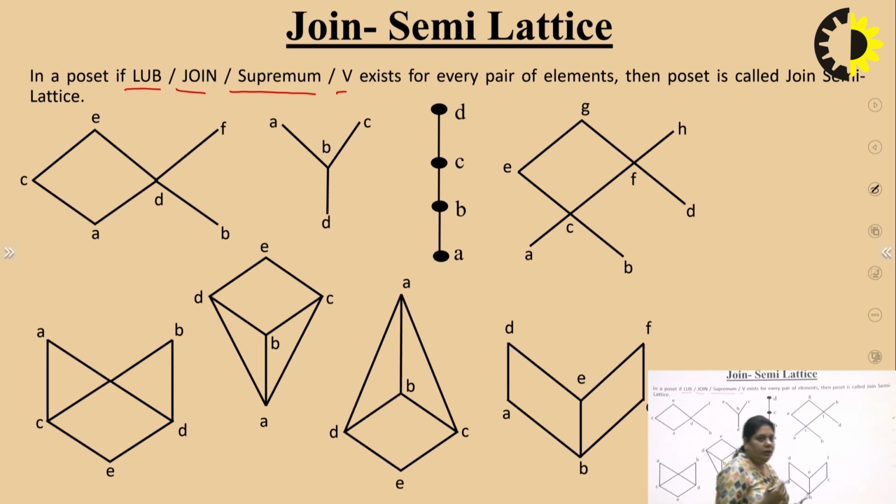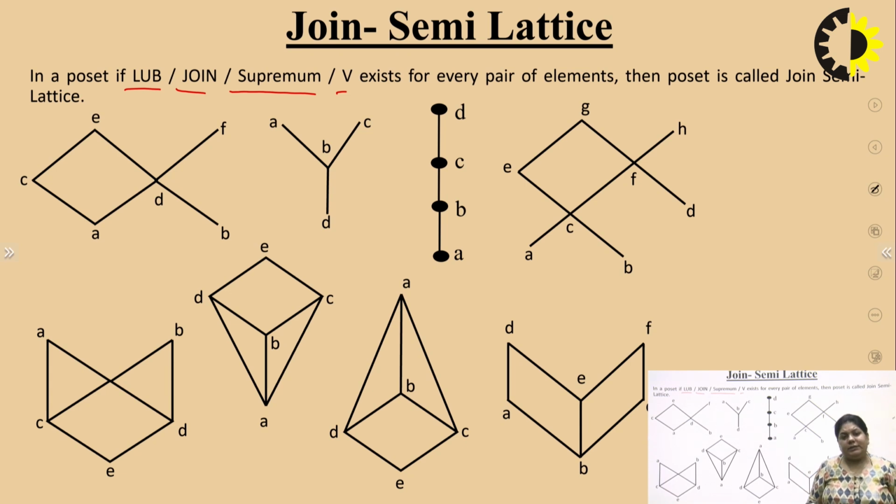These are the different synonyms of join. Supremum, that means we have to search on the top. From the very first top, we have to find out the least upper bound. That is, from all upper bounds, we have to find the least one.